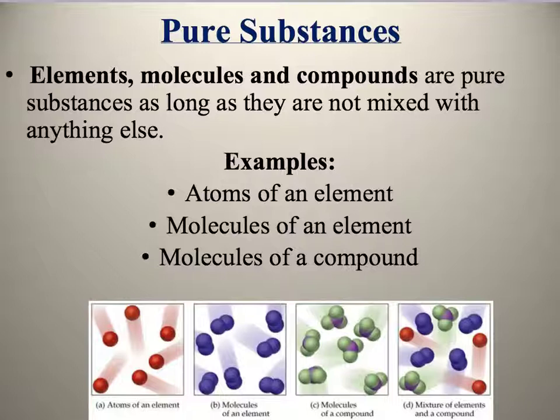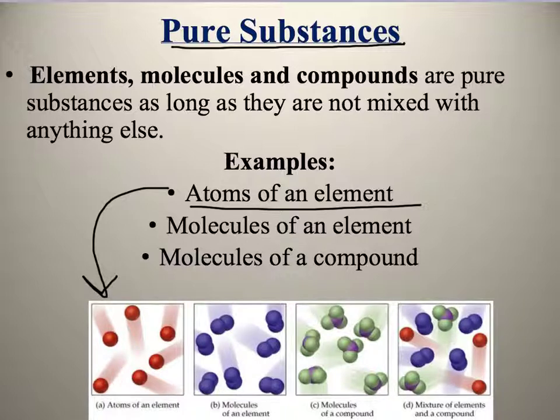So let's expand on that idea of a pure substance and what a pure substance actually is and what different classes we could have. Elements, molecules, and compounds are pure substances as long as they're not mixed with anything else. So for an example, we could have atoms of an element. That would be like this first box here. And there's certain types of elements, like noble gases, that just exist as singular atoms moving around in space. So we might pick an example as neon, the gas that you see in signs that light up signs.